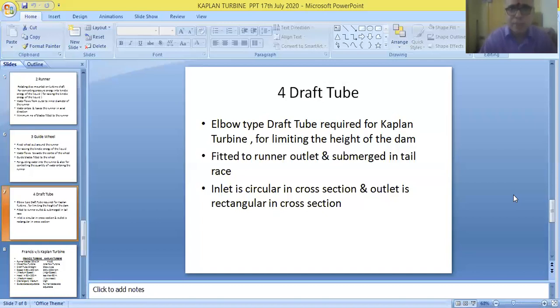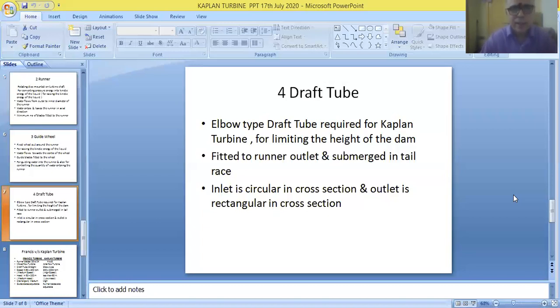Negative pressure will be developed at the outlet of the runner. So the draft tube is very, very essential for Francis and KAPLAN turbines. Whereas negative pressure is not developed in a Pelton turbine, so there is no need to use a draft tube in the case of a Pelton turbine. But it's very, very essential for Francis and KAPLAN turbines.